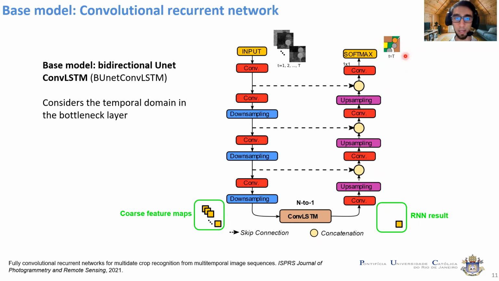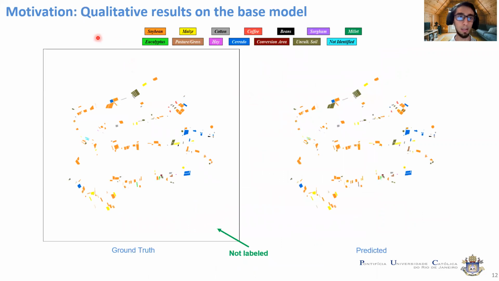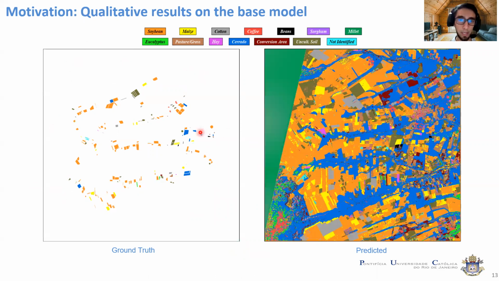semantic segmentation result. In our previous work, we obtained this type of result. Here we have a ground truth for a particular data set, and here we have the classification result. But the white areas here in the ground truth are areas where we don't have a label in these pixels.